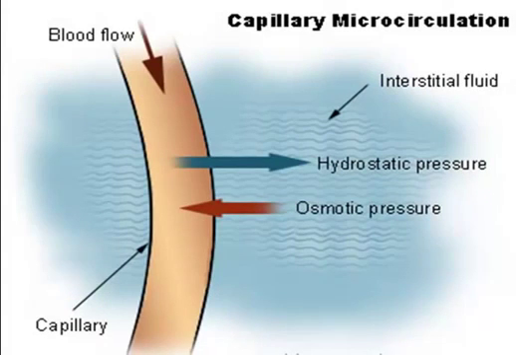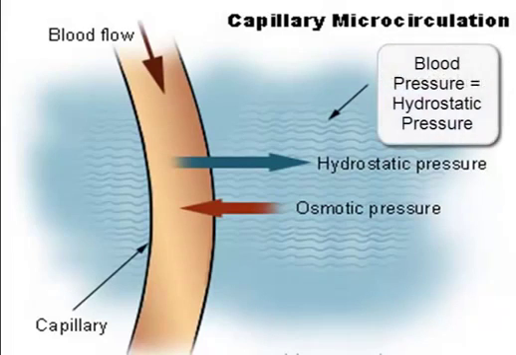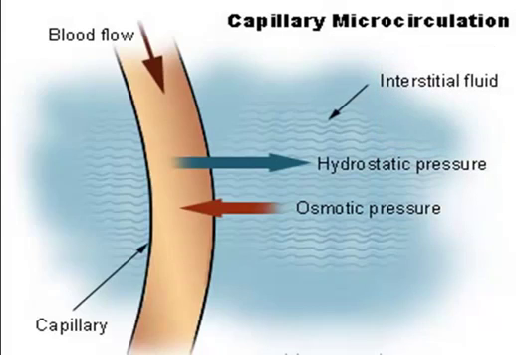Two forces control movement of fluid through the capillary wall: blood pressure, which tends to cause water to move out of the capillary, and osmotic pressure, which tends to cause water to move into the capillary. At different locations in the capillary bed, the net forces will influence the direction of fluid movement.